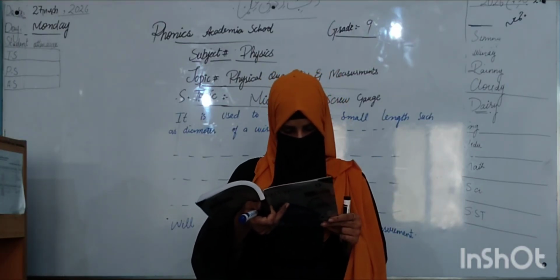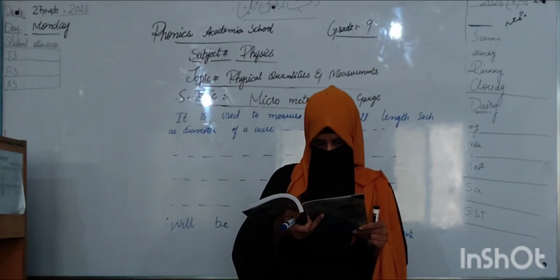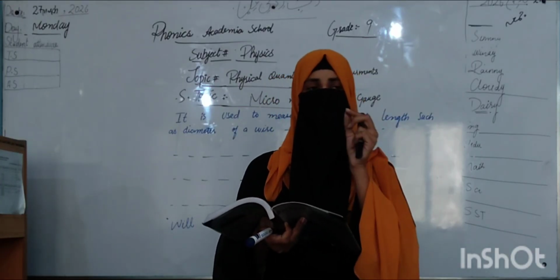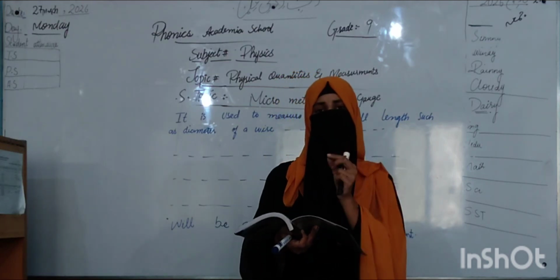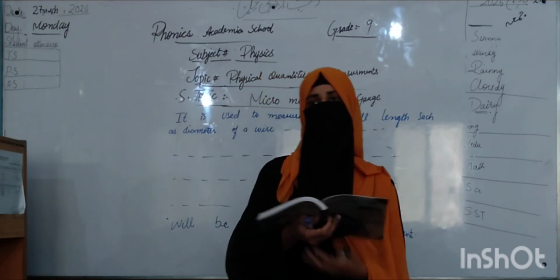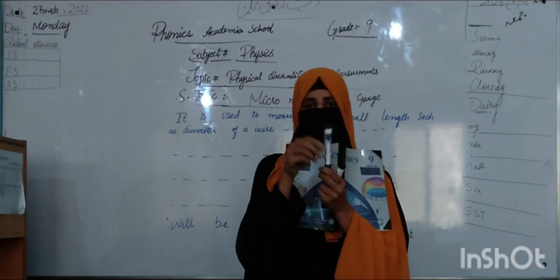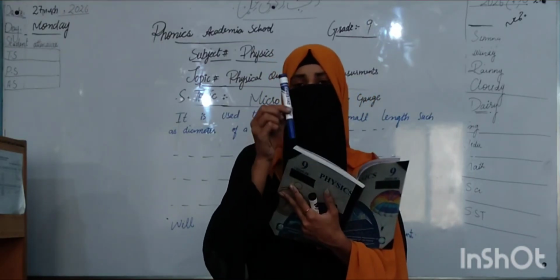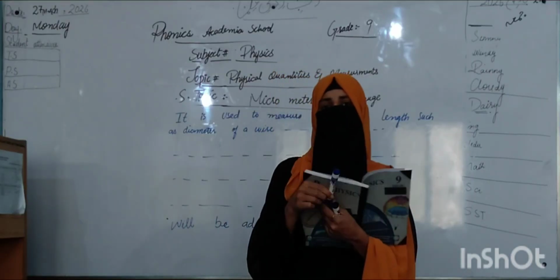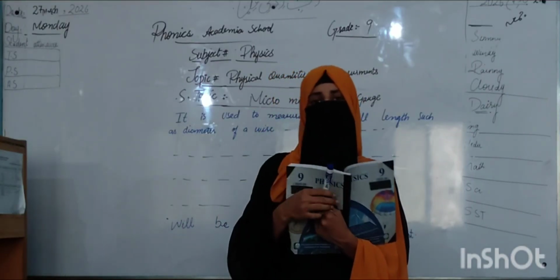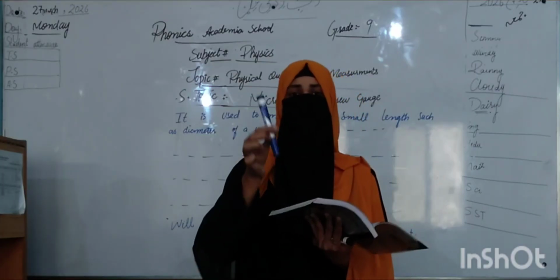When the thimble makes a complete turn, the spindle moves 0.5 millimeter. When you measure, the divisions line up and the thimble moves to the next step. It moves right to left or left to right, depending on your measurement.